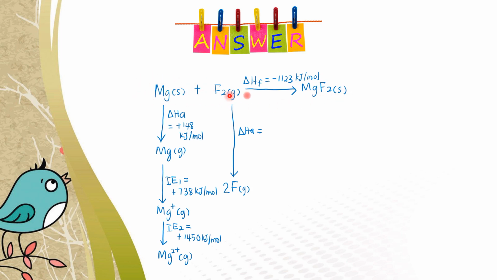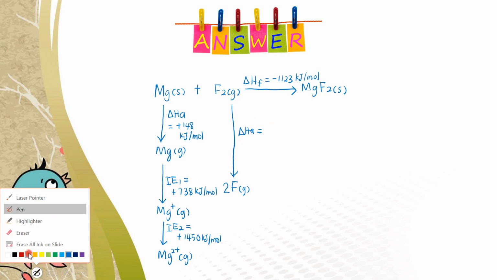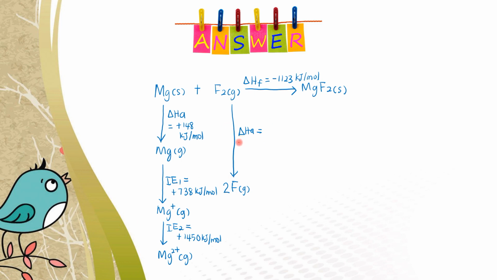This equation is already balanced, so this must be 1 mole. Since this is 1 mole, we have to balance the equation here, so this becomes 2 moles. Because it is 2 moles, we have changed the coefficient, so the value of delta HA for fluorine changes. You have to times 2, so you will get positive 318. This one needs 2 moles.